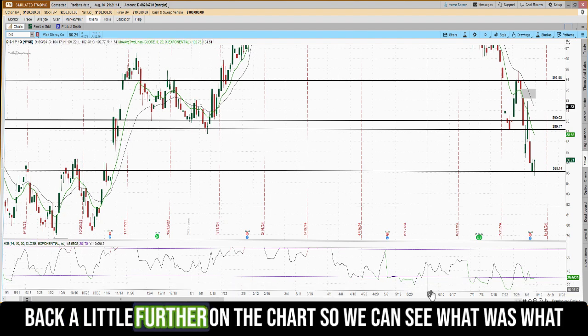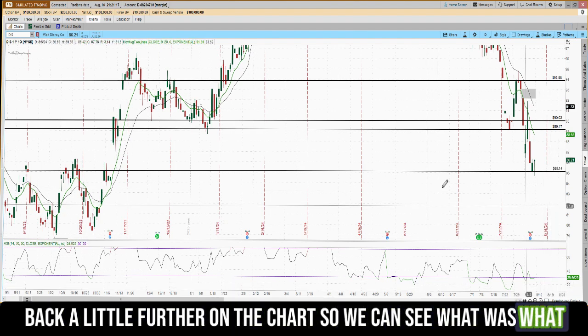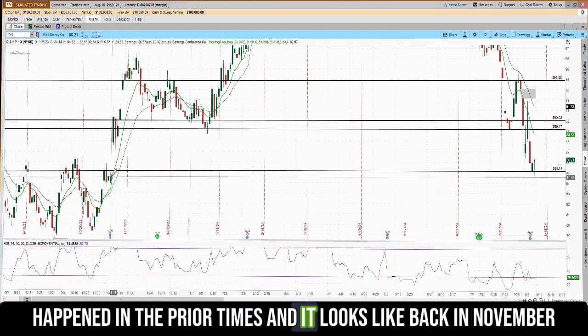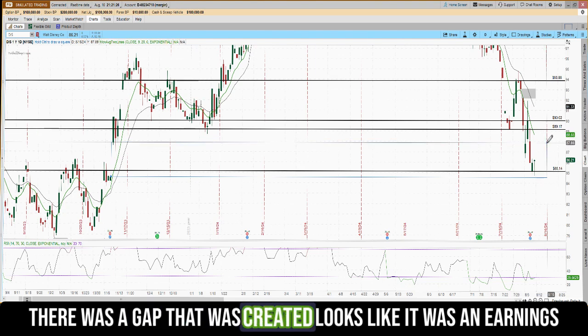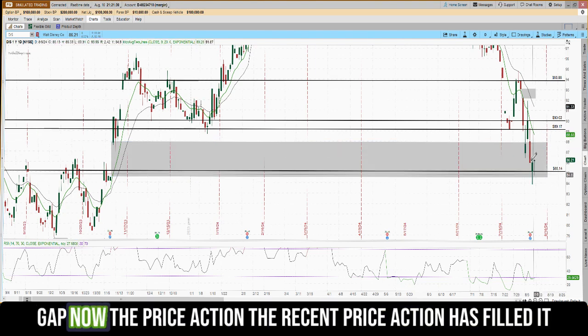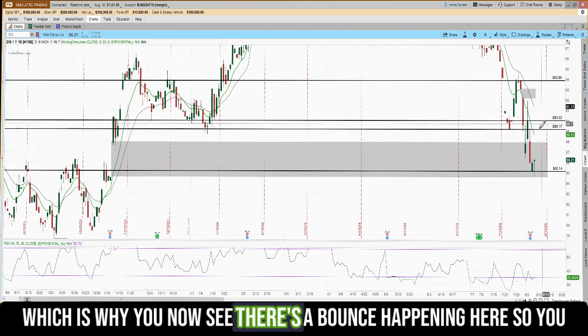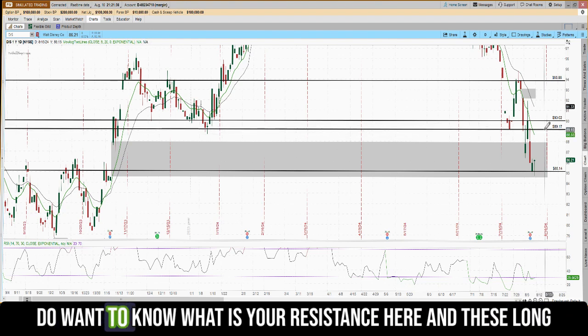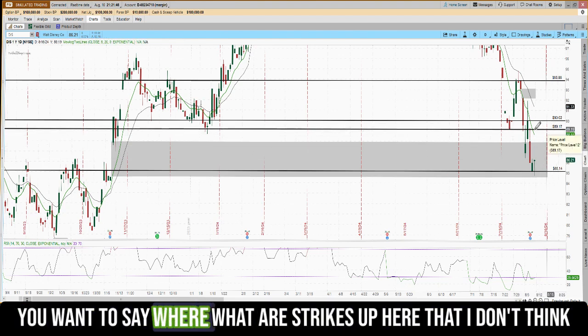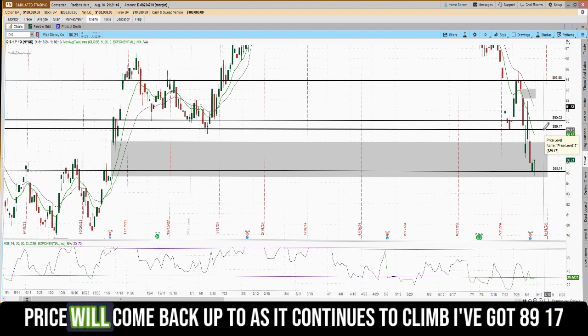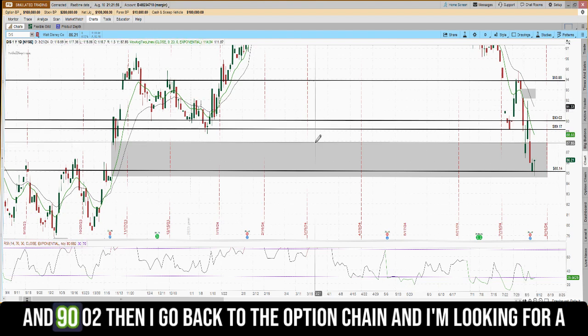I've taken us back a little further on the chart so we can see what happened in the prior times. And it looks like back in November there was a gap that was created. Looks like it was an earnings gap. Now the recent price action has filled it, which is why you now see a bounce happening here. So you do want to know what your resistance is here, and these long wicks let you know that price is trying to go back up. So you want to say, what are strikes up here that I don't think price will come back up to as it continues to climb? I've got 89.17 and 90.02.